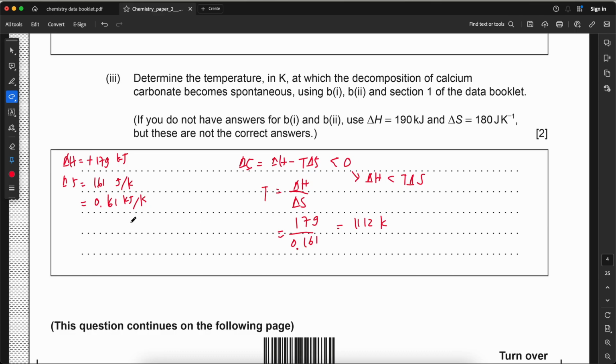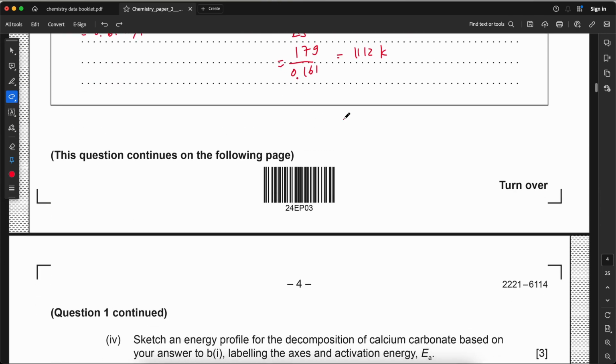Just for your information, I will write it down here because this is not the answer. If delta H is positive and delta S is also positive, delta G will be positive at low temperature, so it will be non-spontaneous at low temperature. But at high temperature, if delta H is positive and delta S is positive, delta G will be negative, so it will be spontaneous.